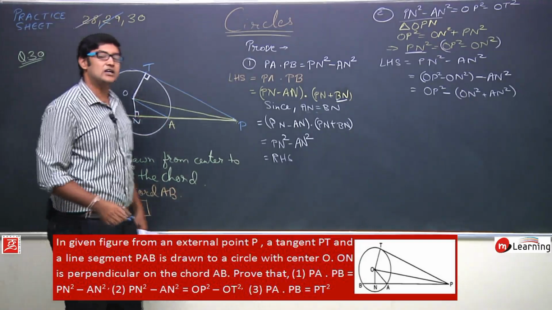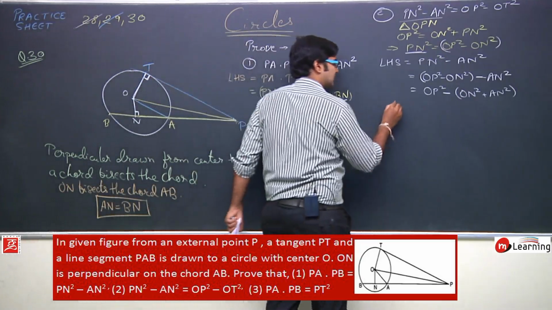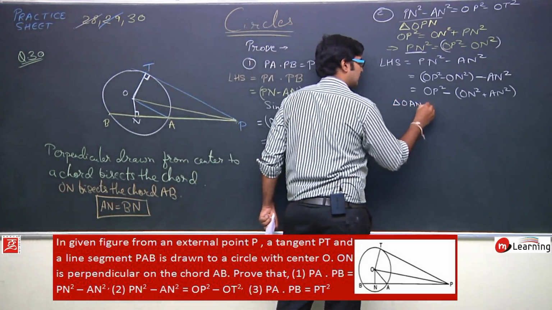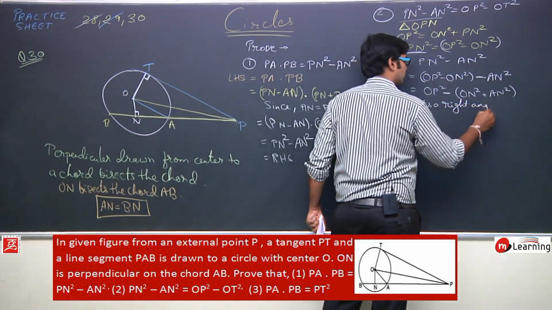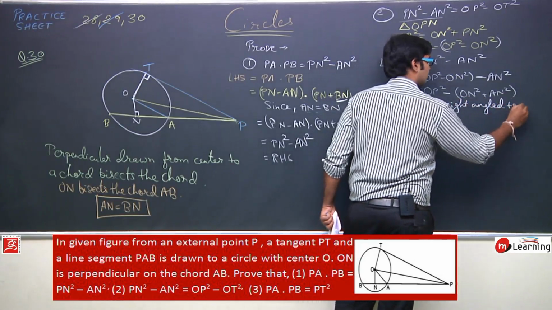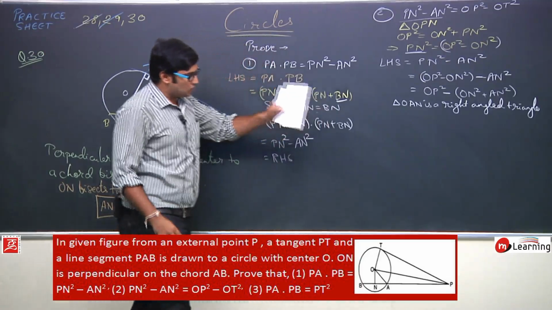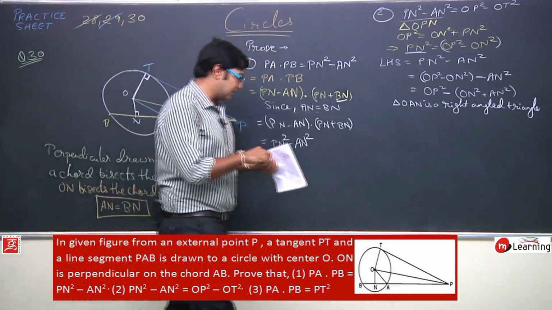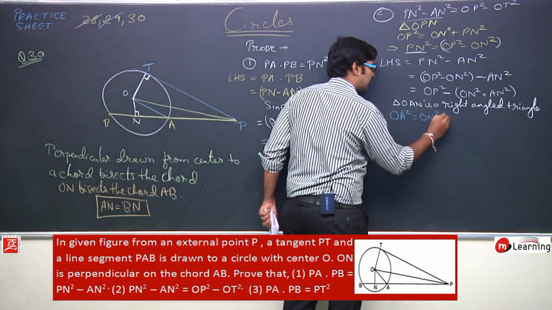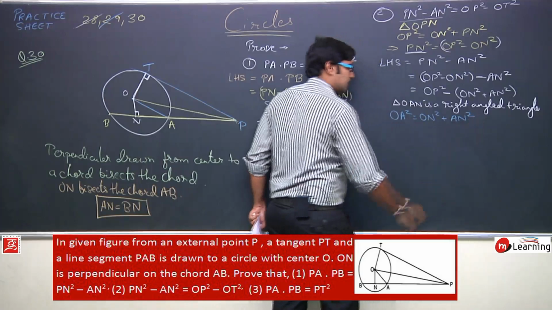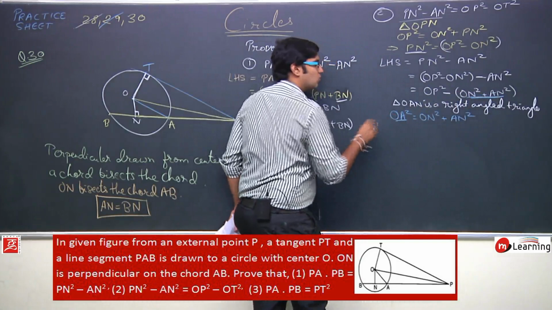is a right angled triangle, right angled at point N. What you can see is triangle OAN is a right angled triangle. So triangle OAN is a right angled triangle. In this triangle I can see OA square is equal to ON square plus AN square. So in place of ON square plus AN square I can write OA square.